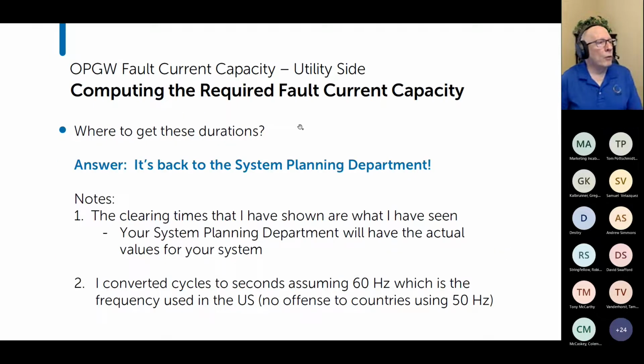So where do you get the actual durations from? Well, it's back to the system planning department. And I'll just comment that the clearing times shown in this presentation are what I've seen, so your system could be different. Your system planning department will have the actual values for your systems. I also commented on this earlier: I converted using 60 hertz, but the same concept applies. You would just convert using 50 hertz if that's what your utility is using.